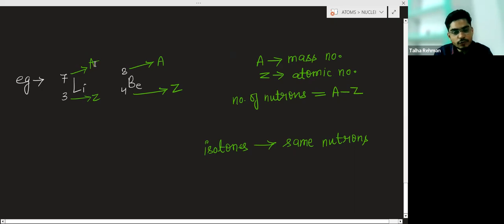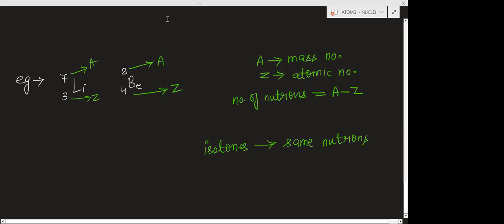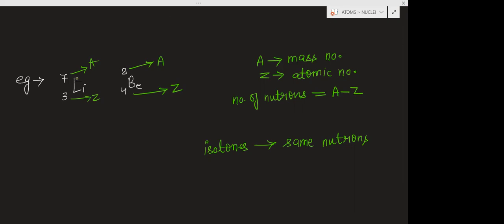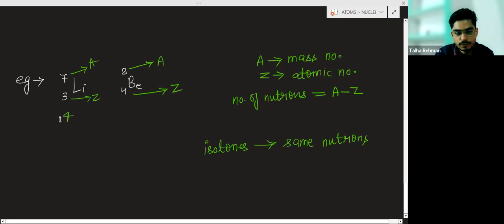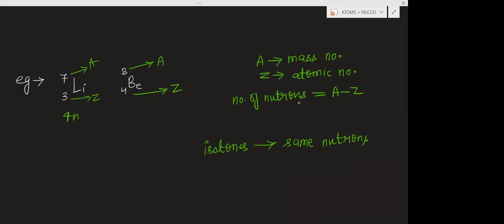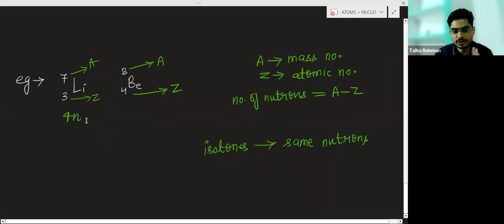So what is the value of A minus Z for this? 4. Yeah, very good. This is the number of neutrons, so 4 neutrons. N I am representing neutron. Now calculate the number of neutrons for this. 8 minus 4?